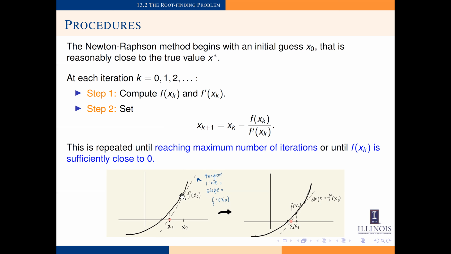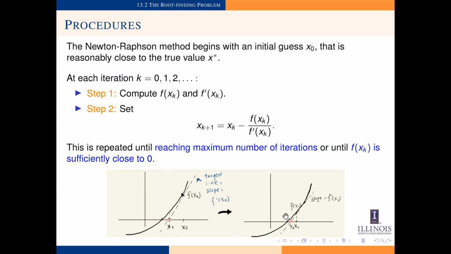And then we look for where this tangent line intersects with the x-axis. In other words, when this tangent straight line approximation is equal to 0. And we can see that it intersects with the x-axis at this point, the pink point over here. And that is going to be our next x, which is x1.